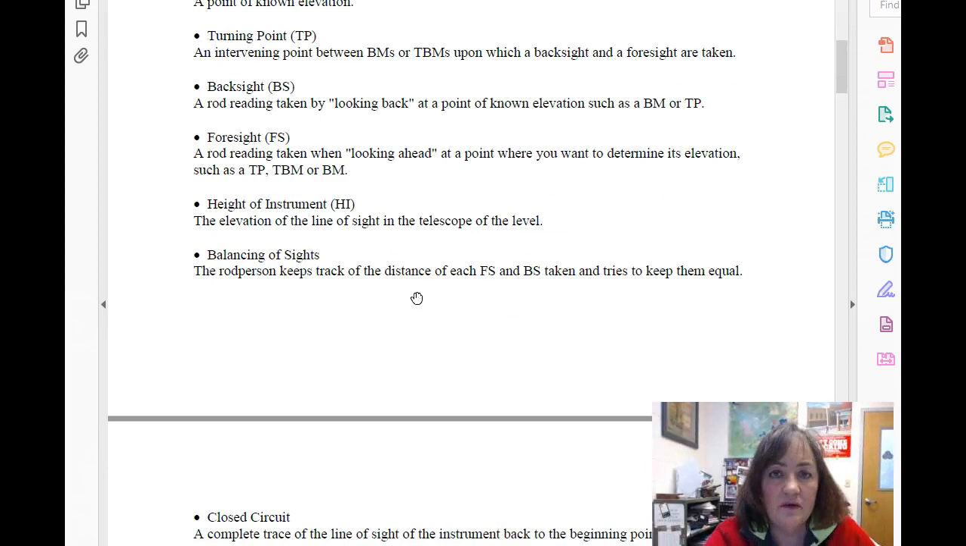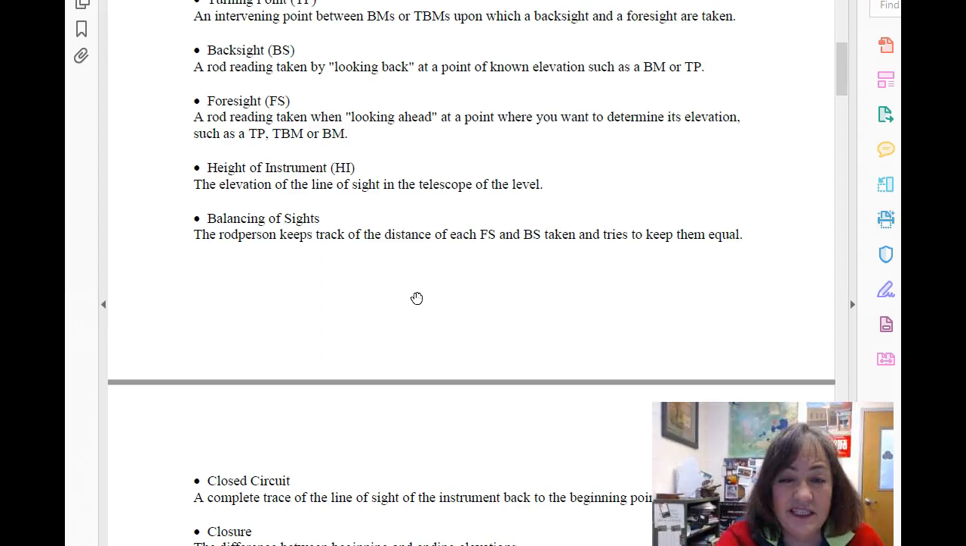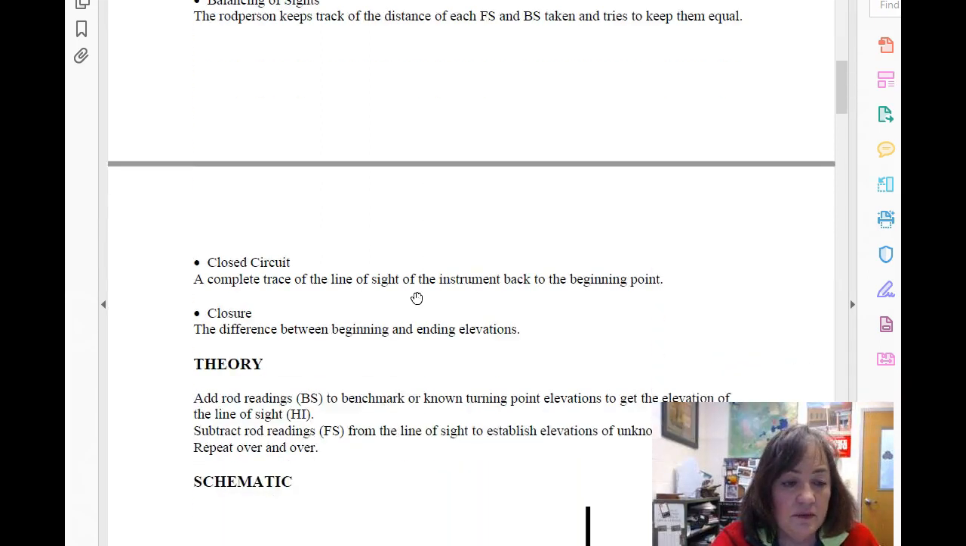And then there's the balancing of sights. Now, we've talked about the idea that the Earth is curved, and we've done some PowerPoints and some exercises about the curvature of the Earth. Since the Earth curves pretty much the same amount in all directions, and refraction operates in the same amounts in all directions, if you balance your backsight and foresight, meaning that you keep the length of your backsight and the length of your foresight approximately the same, you will not have to do a curvature or refraction correction. So this is actually our plan for the midterm.